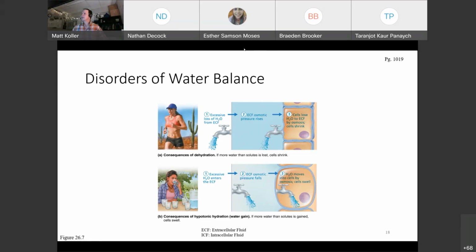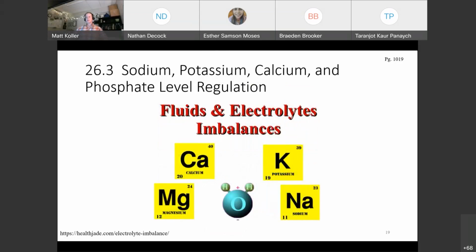And you have various disorders of water balance. We saw dehydration, hypotonic hydration, like too much water, and then edema, which is another one that can be an issue. And we'll talk more about edema next week when we talk about the cardiovascular system, that is the heart and the blood vessels, in terms of what's wrong with that and why there are problems.